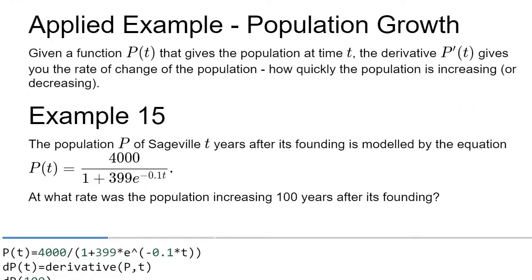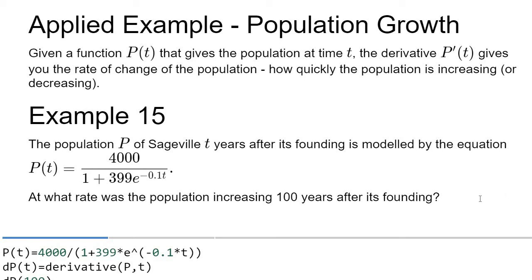One last example and we'll be done. An applied example to population growth. So suppose that capital P of t is the population of whatever at time t. The derivative P prime gives you the rate of change of the population, how fast that population is increasing or decreasing, as the case may be.